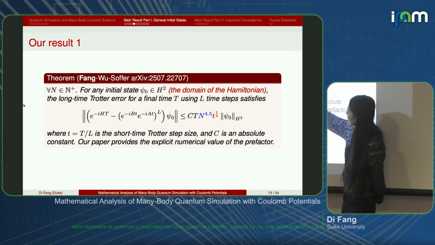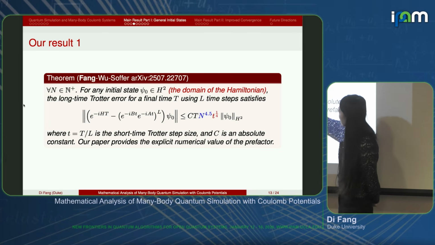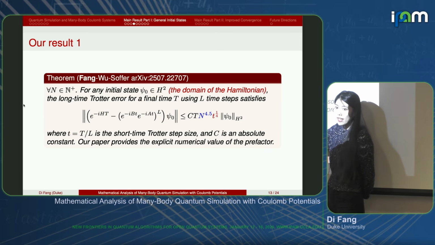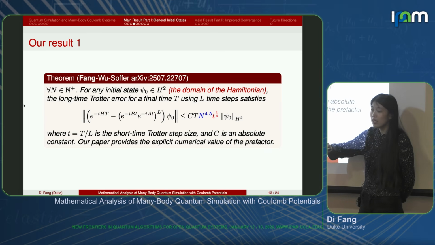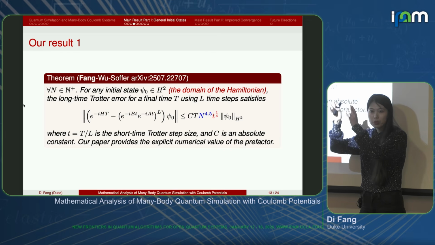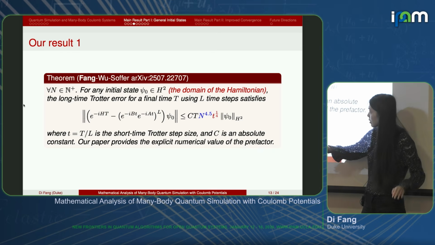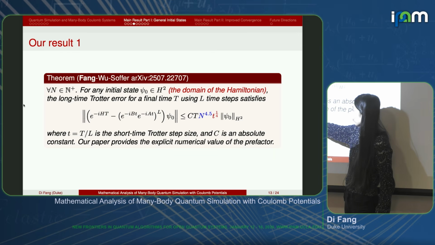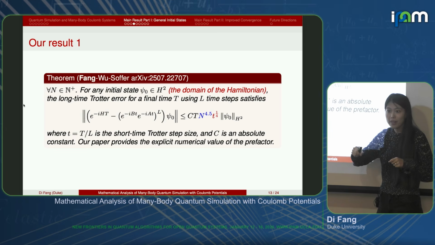And then I'm looking at the long time, like before. This is the first-order Trotter error representation. The constant C is an absolute constant that will only depend on C naught, which is the upper bound of the Coulomb charges, and will depend on nothing else. We actually gave you an explicit numerical value of that in our paper, but I would like to emphasize we made no effort.